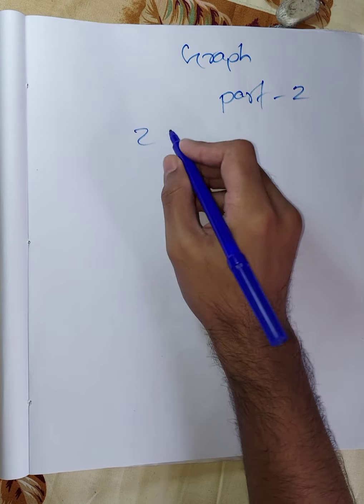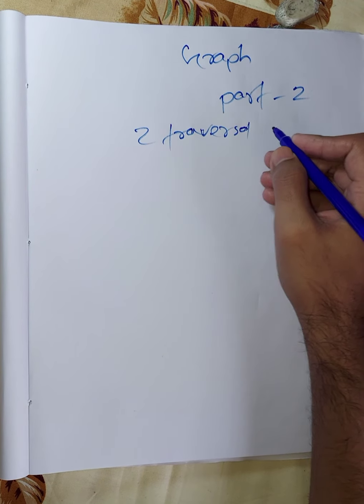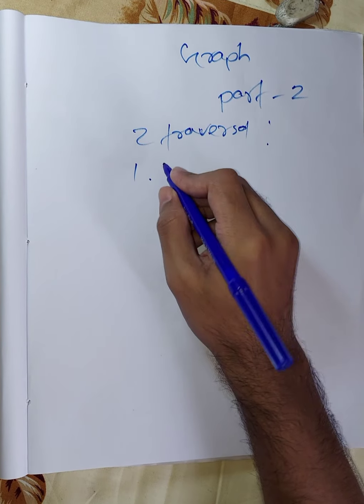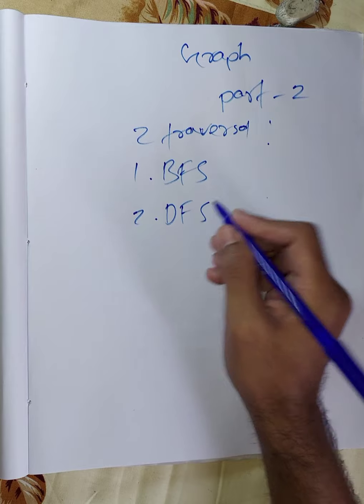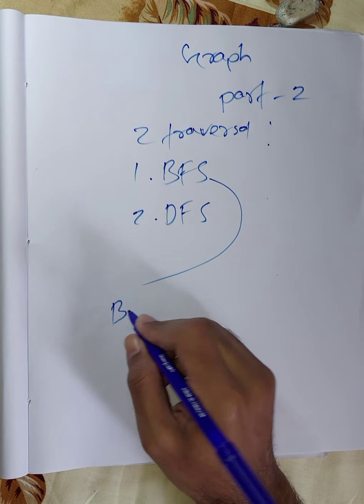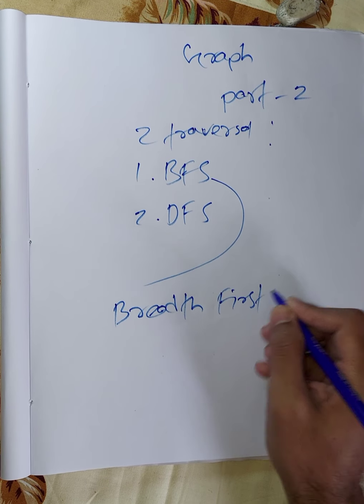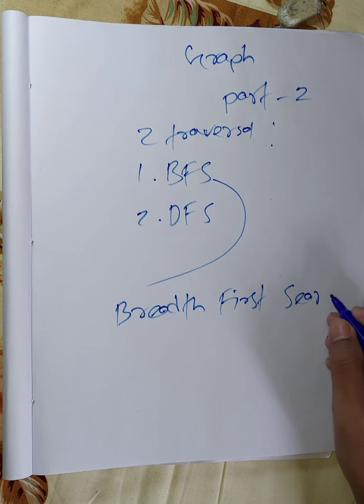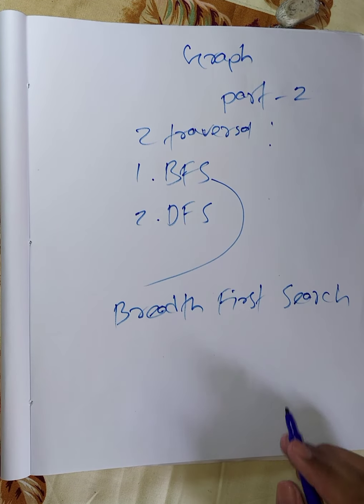There are two traversal methods of graph. One is BFS, second is DFS. In this video I'm going to show you the BFS. BFS is breadth first search. So now at first you have to understand what is traversing.